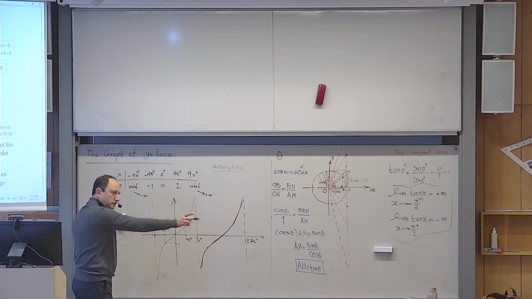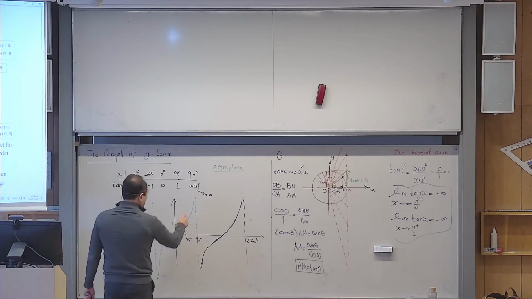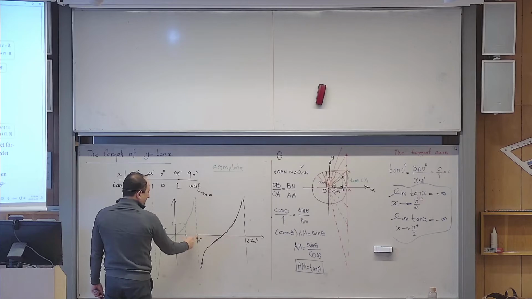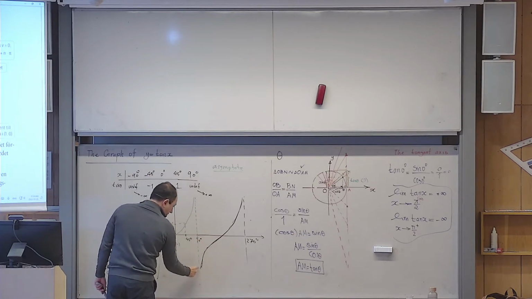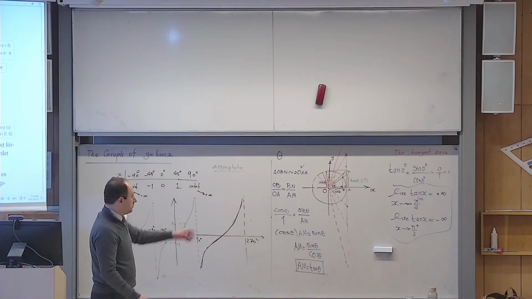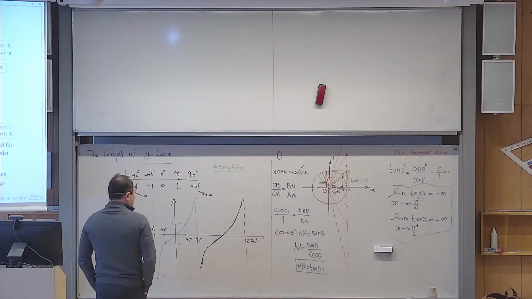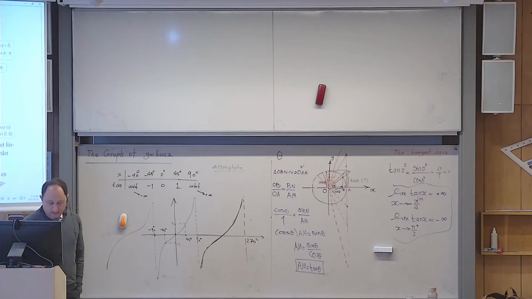So I get infinitely many branches. And then you see what is happening. On the left hand side of 90 degrees, very close to it, I am on top. And a little bit to the right, I suddenly go down. So that's the behavior that we were able to predict using that idea. Any questions?